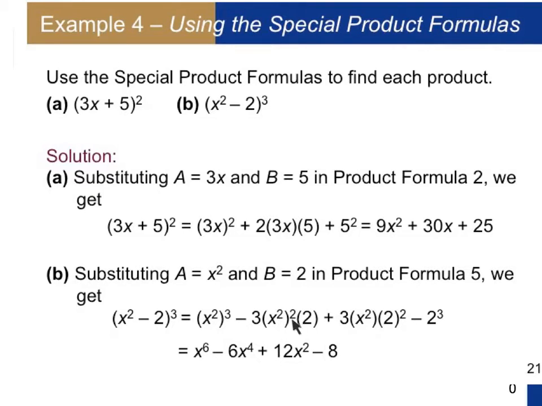3x squared squared times 2 is 6x to the 4th. 3x squared times 2 squared is 2 times 2 squared, which is 4 times 3 is 12, so that's 12x squared, and then minus 2 cubed is minus 8. So we're following the formulas from before, but you can also do this by multiplying x squared minus 2 times x squared minus 2 times x squared minus 2, doing the distributive law a bunch of times, because you're multiplying 3 times there.